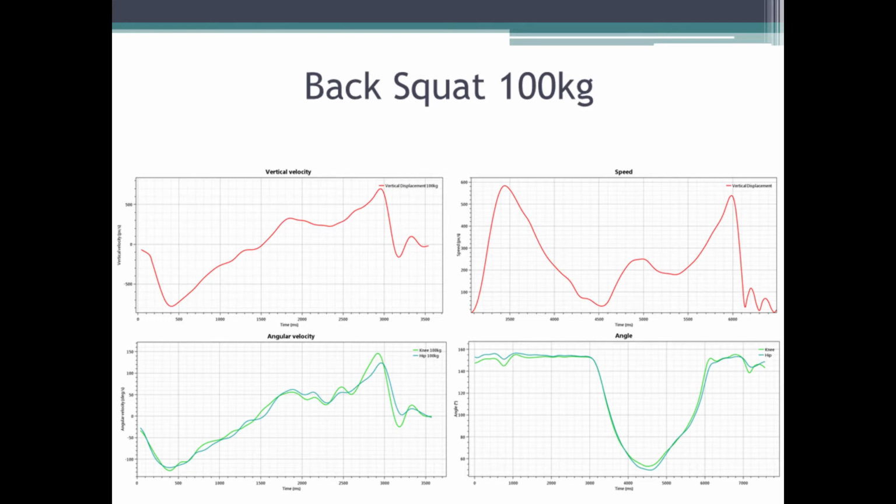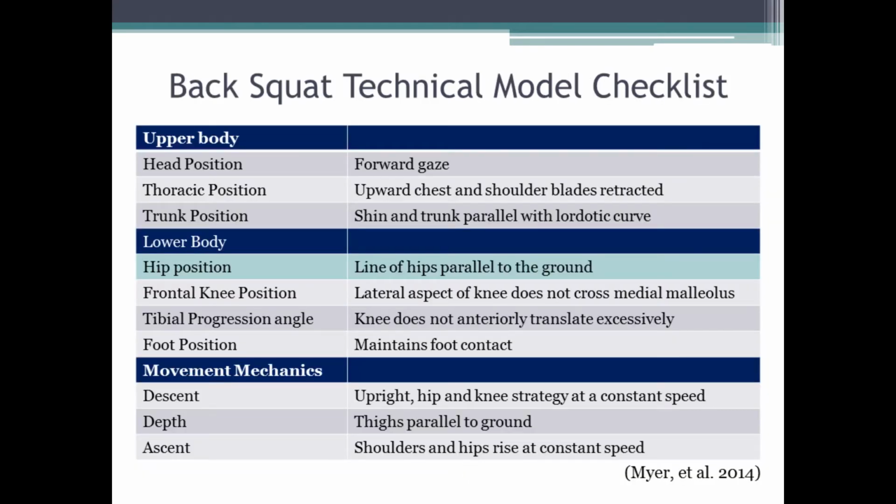after initiating the ascent. In summary, we can see the lift was performed with a forward gaze, though potentially with a forward head position, an upward chest, shoulder blades retracted, with the shin and trunk angle parallel to one another while maintaining a lordotic curve. The line of hips is parallel to the ground, but the lateral aspect of the knee crosses the lateral malleolus, which causes a pronation in the left foot.